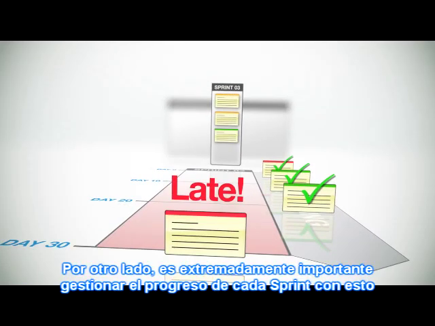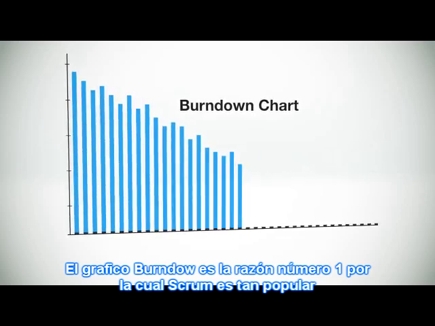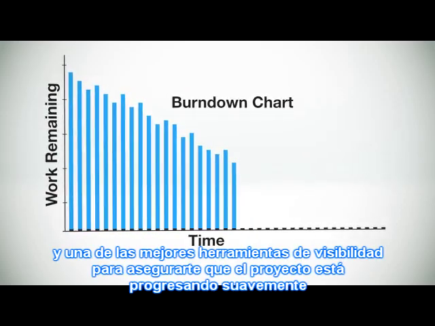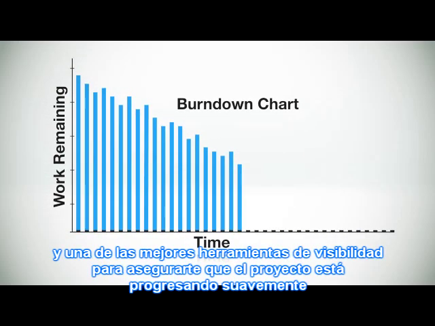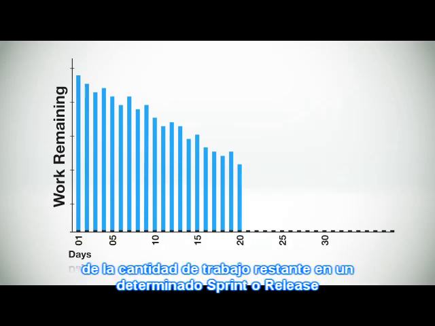Therefore, it's extremely important to monitor the progress of each sprint with this, a burndown chart. The burndown chart is the number one reason for Scrum's popularity and one of the best project visibility tools to ensure a project is progressing smoothly. The burndown chart provides a day-by-day measure of the amount of work that remains in a given sprint or release.